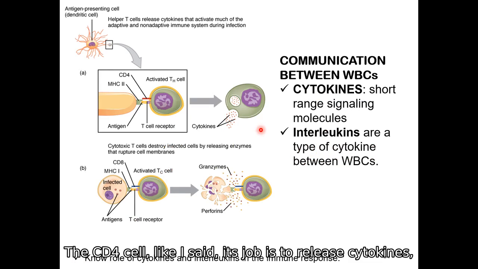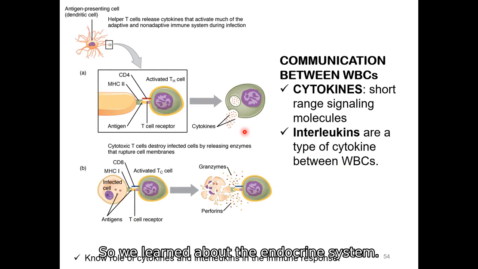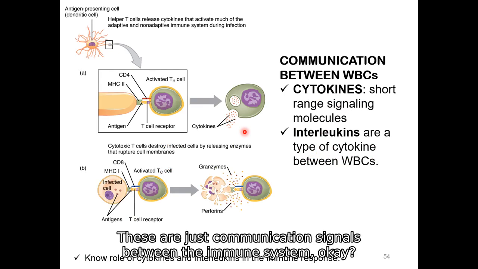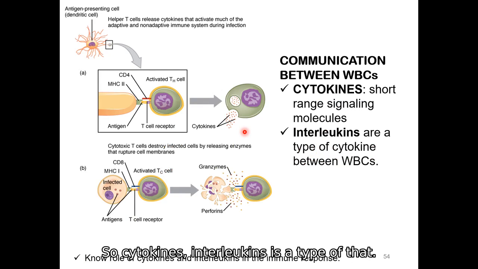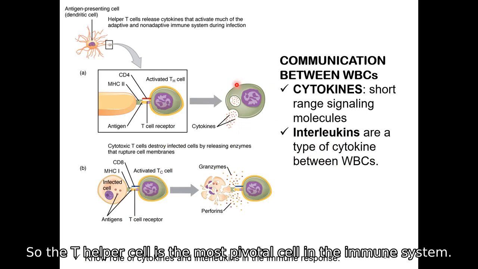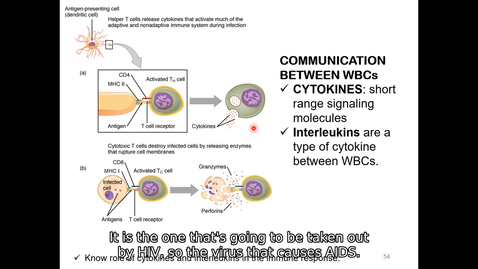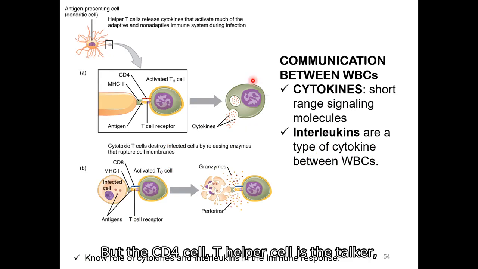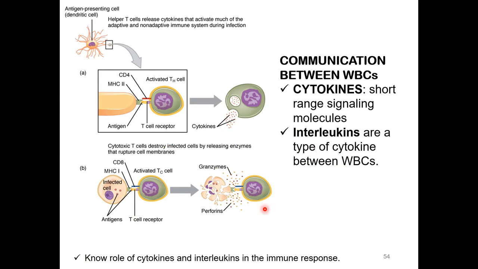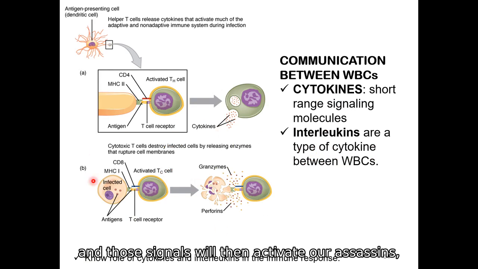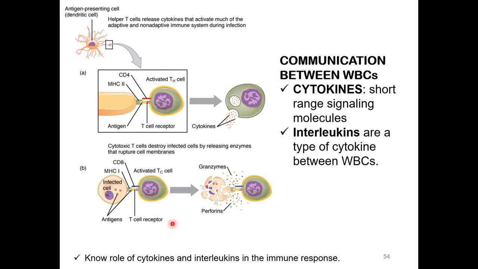The CD4 cell, like I said, its job is to release cytokines, and so it's a talker. We learned about the endocrine system; those are all communication signals. These are just communication signals within the immune system. Cytokines, and interleukins are a type of that. The T helper cell is the most pivotal cell in the immune system. It is the one that's going to be taken out by HIV, the virus that causes AIDS. But the CD4 cell, T helper cell, is the talker, and those signals will then activate our assassins, the CD8 cells, the cytotoxic T cells.